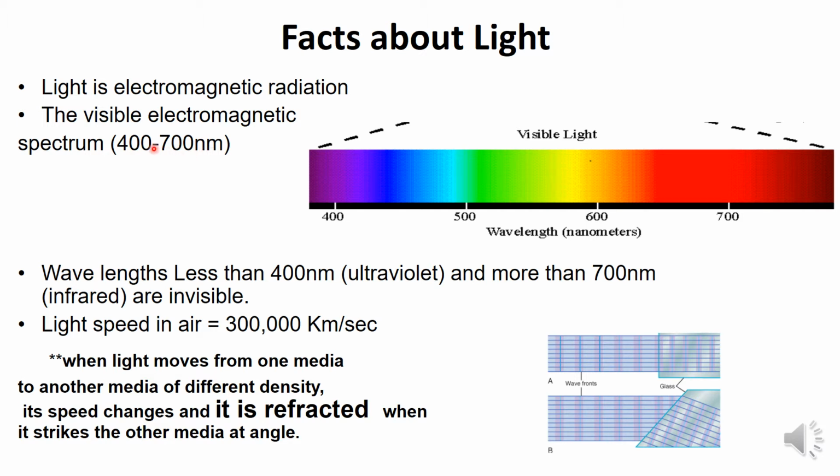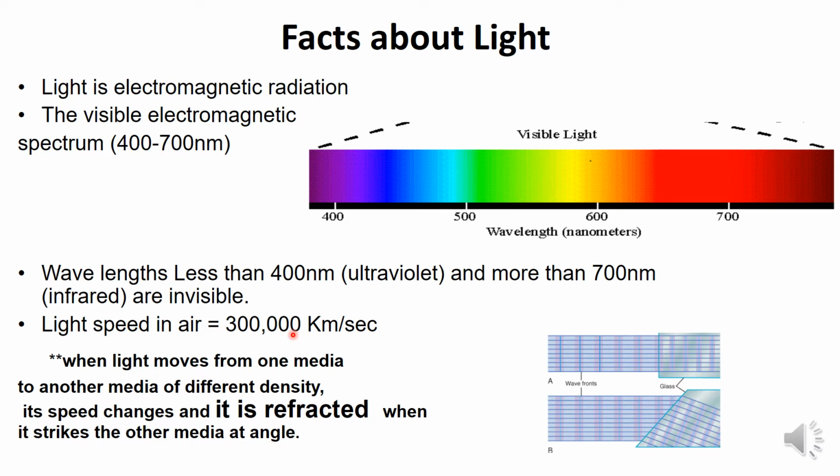Below 400 we cannot see it, above 700 we cannot see it. We can see only these wavelengths of 400 to 700 nanometer in length. Below 400 is called ultraviolet. We cannot see it, as I said. Above 700 is called infrared, and this is also invisible light.